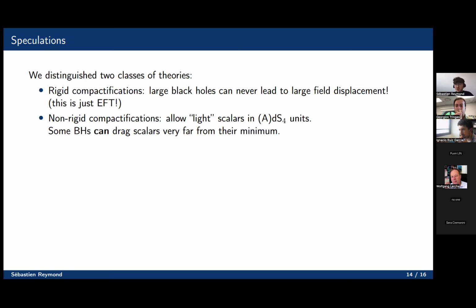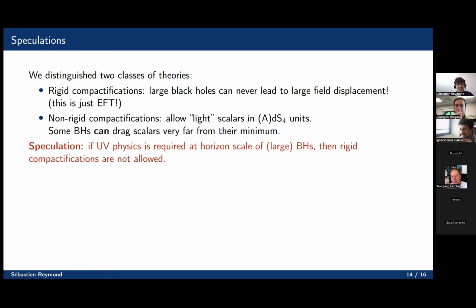So from this, I'd like to speculate, not conjecture. We speculate that if, for whatever reason, UV physics is required at the horizon scale of large black holes, then rigid compactifications are not allowed, because everything would be so stuck that nothing can move at the horizon and you have no chance of seeing UV physics there.